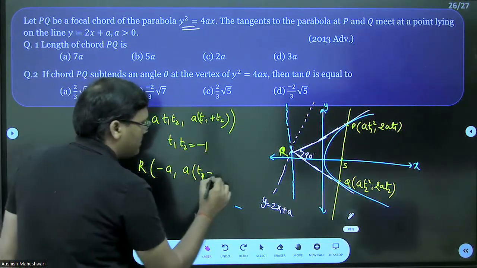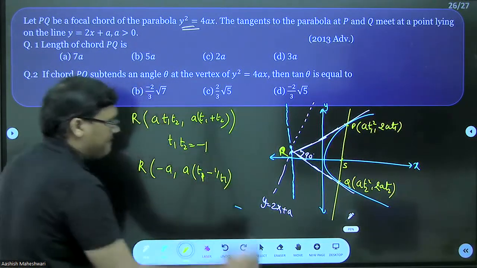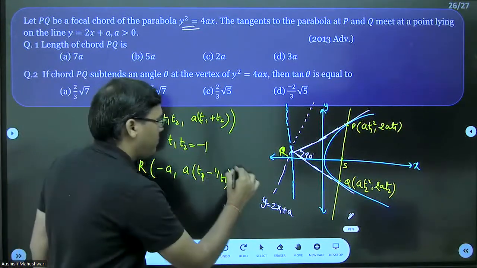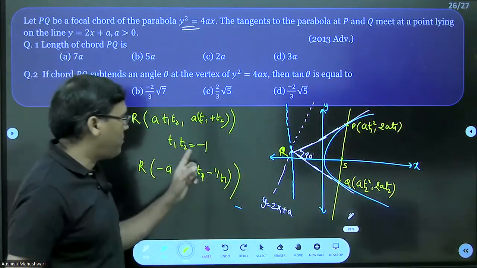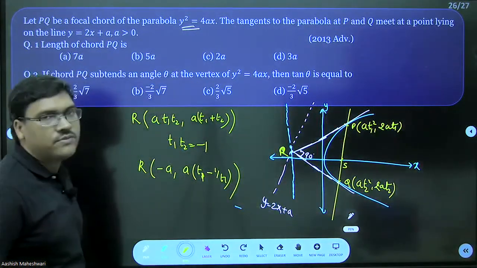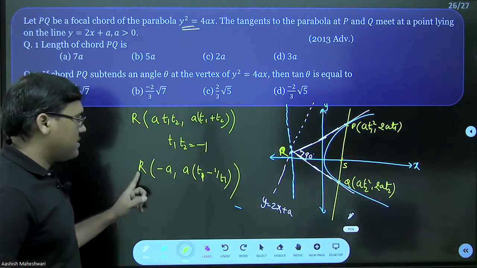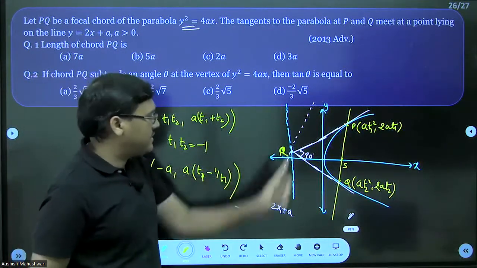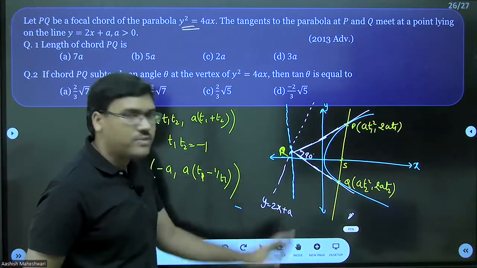T2 is equal to minus 1 by T1. Check it. This is the point we have got. This is the property of focal chord: the endpoints T1, T2 product is equal to minus 1. Now we know that this is a point on this line. What is that? y is equal to 2x plus a.